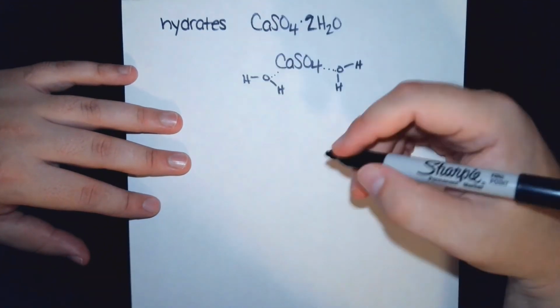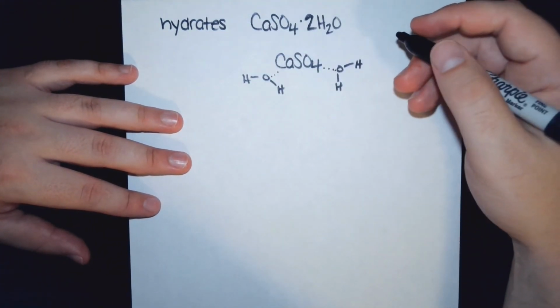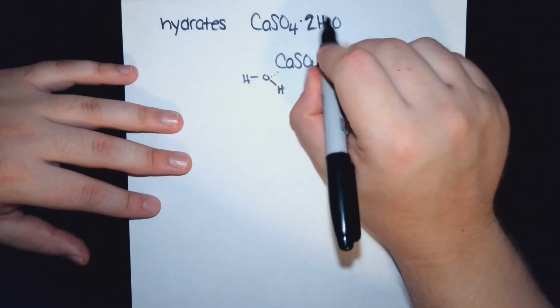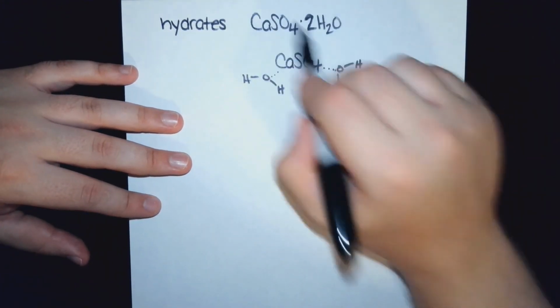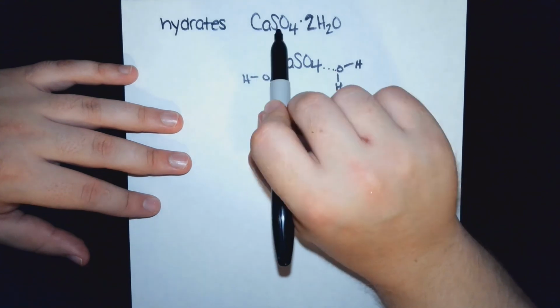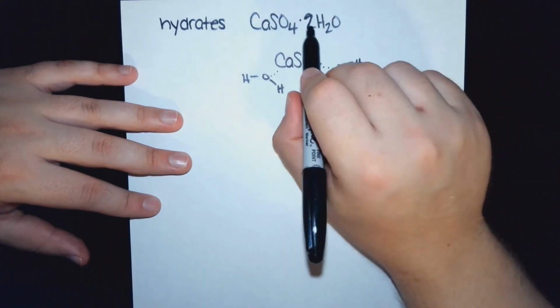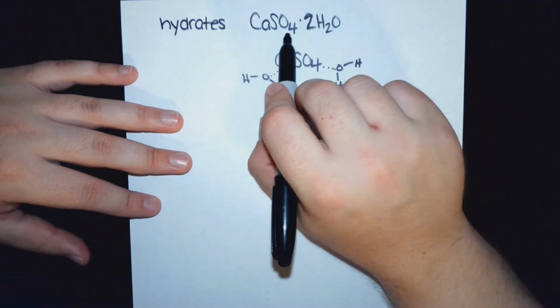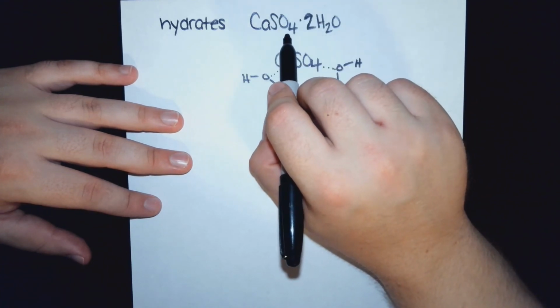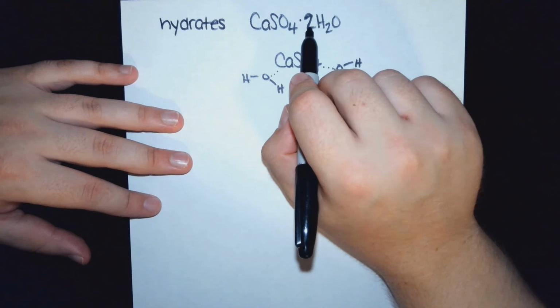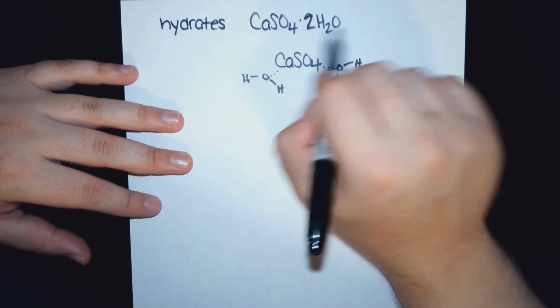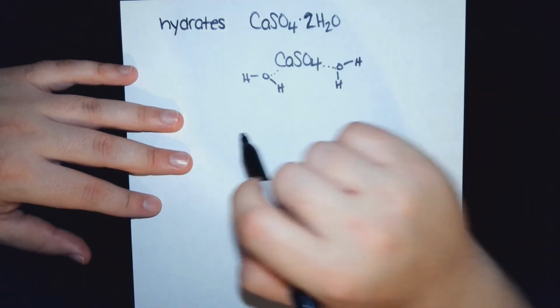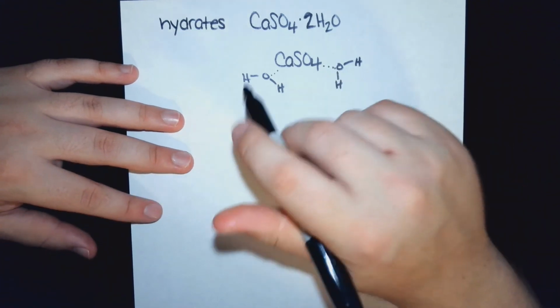So if you're trying to figure out how many of each type of atom exists in here, you have to take it from this portion and from this portion. So there's 1 calcium, there's 1 sulfur, there are 2 times 2, so there's 4 hydrogens. Now there's 4 oxygens from this portion over here, and there's 2 times 1, so there's 2 oxygens from the water. Add those together and you get a total of 6 oxygens in this hydrate.